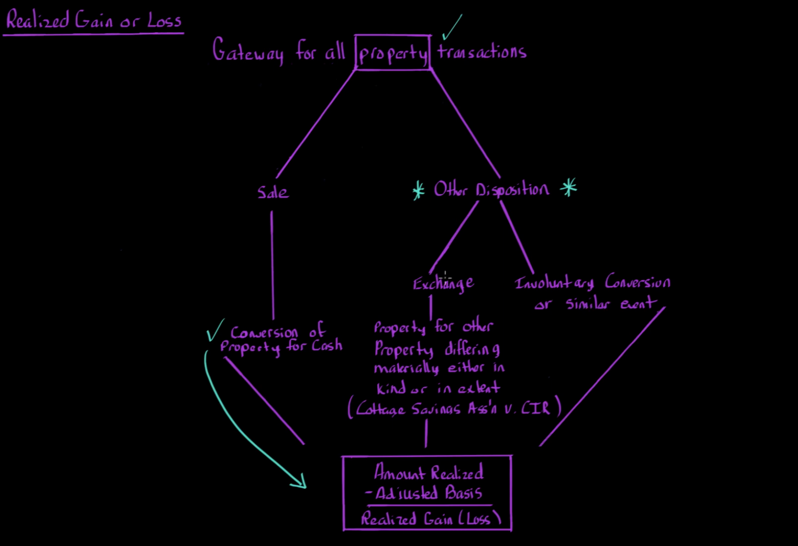Now, an exchange has been held to be property for other property differing materially, and that's key, materially, either in kind or in extent. There was a Supreme Court case, Cottage Savings Association v. Commissioner of Internal Revenue. In this case, the issue really was whether the property was materially different, either in kind or in extent. Just a little highlight background of the case.